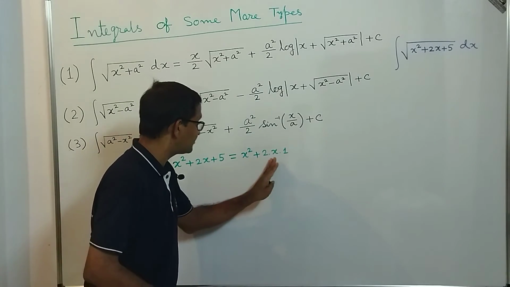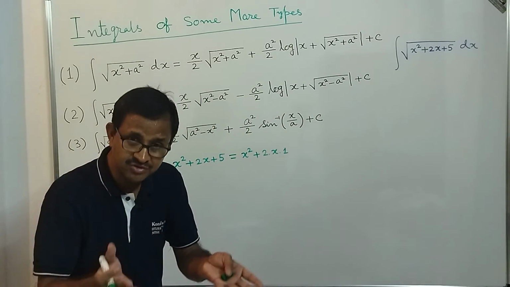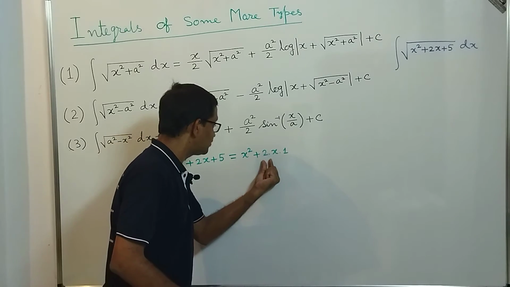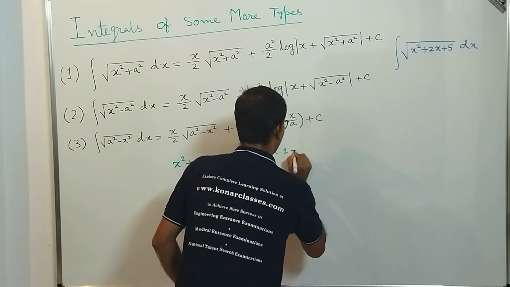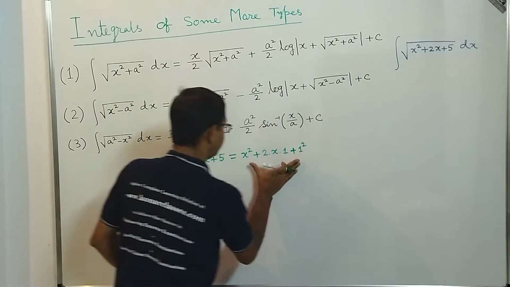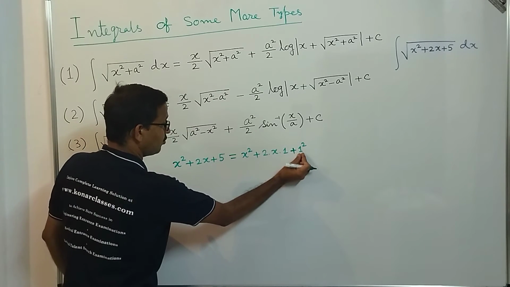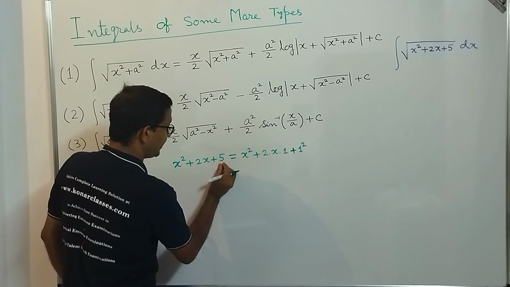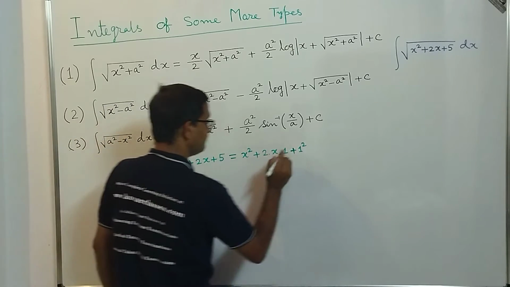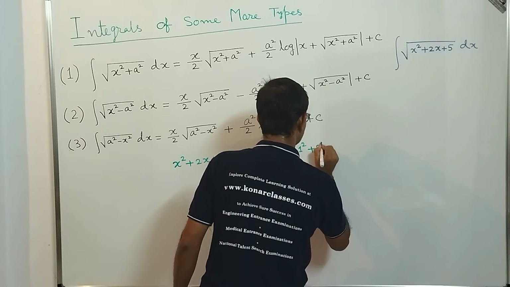So a square plus 2ab plus b square is a plus b whole square. So x square plus 2 into x into 1 plus 1 square will become x plus 1 whole square. Now to balance it, as we have already taken 1 square, which means 1, I need to add 4 here so that it will become 5. So 4 means 2 square.